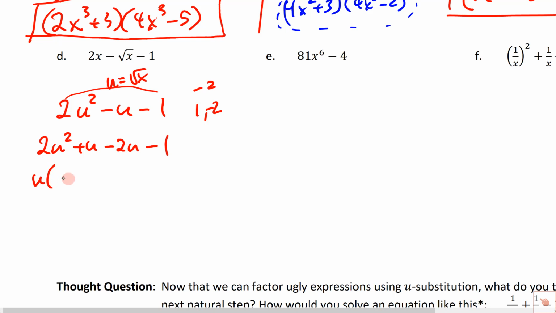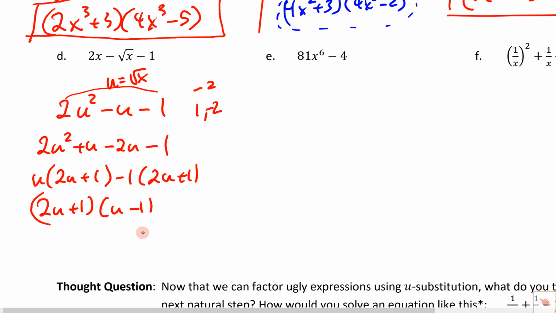So we're going to take out a u. We're left with 2u plus 1. Take out a negative from those two. So we're left with a 2u plus 1. So we've got a (2u plus 1), and we're left from the first one with a u, and from the second one with a negative 1. And then all we have to do is reverse the substitution.